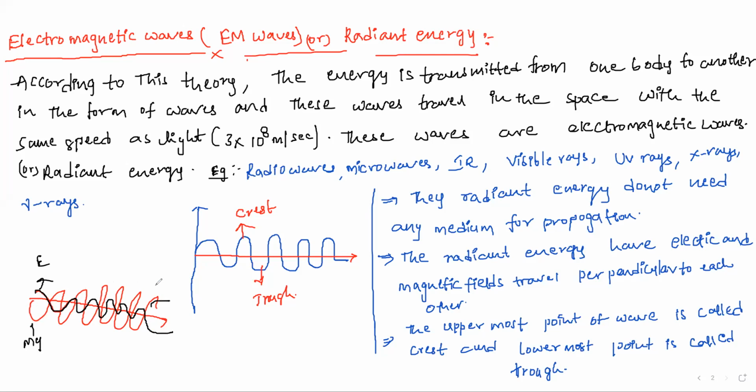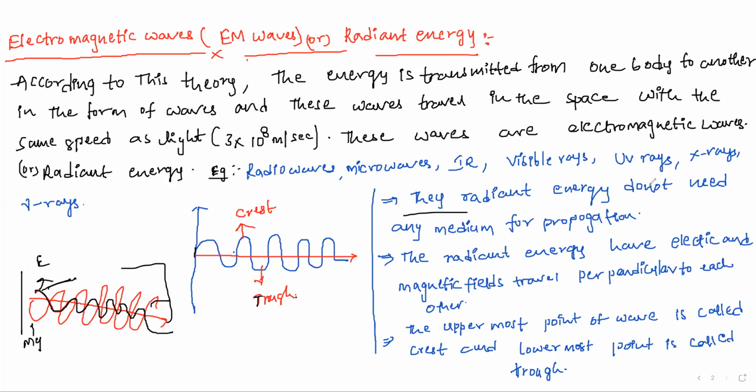Both occur in electromagnetic waves. This electric field creates the magnetic field, and magnetic field creates the electric field. Okay. Actually, did you understand this one? Any medium, any body propagates in the space, it produces waves. The upper point is called crest, and the lower point is called trough. Okay? These are the important points.